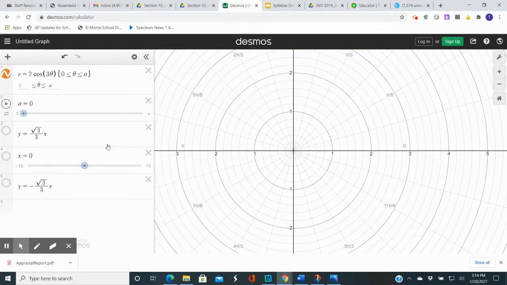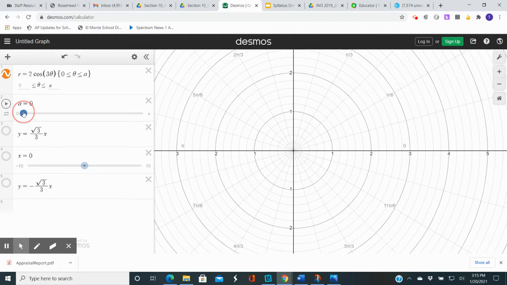So let's go ahead and take a look over here at our polar equation, r is equal to 2 times cosine of 3 theta. And you can see that I've added a slider for theta from 0 to a. And I would like theta to go from 0 to a. And the range that I have for theta is going from 0 to pi. So now, because I have this particular condition, I can manipulate the range for theta for which the polar equation will be graphed. So we start at theta is equal to 0.